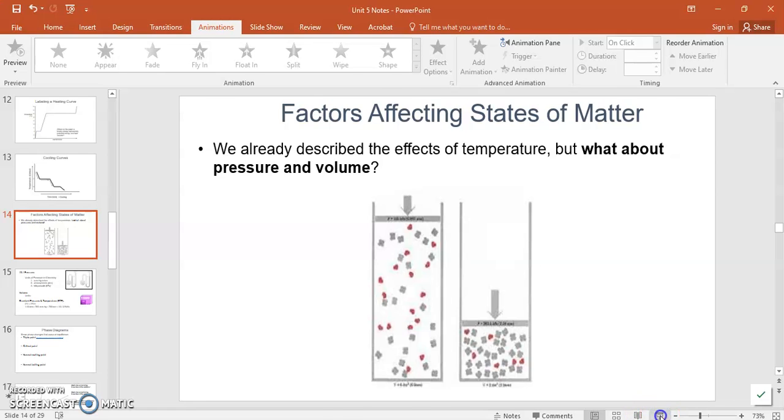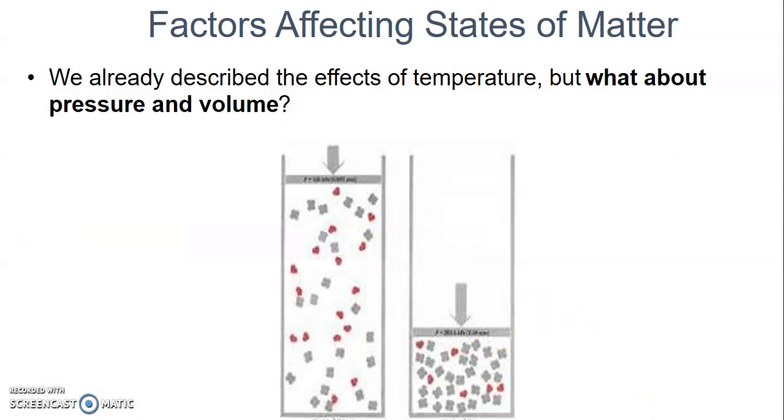Right, so yesterday with the heating curve, we talked about how states of matter change with temperature, and today we're going to talk a little bit about temperature, but we're also going to look at how pressure and volume affect states of matter. So if we look at these two pictures, going from the picture on the left to the picture on the right, the volume is decreasing, which is also causing the pressure to go up because the molecules have less places to move, so they're going to collide with the walls of the container more frequently.